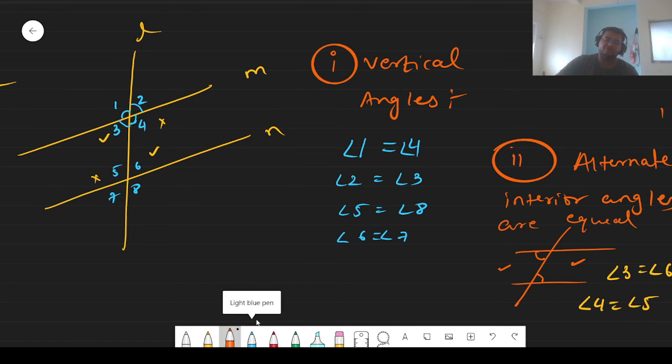So this was the second point. And the third point I will note down here, and it is corresponding angles.